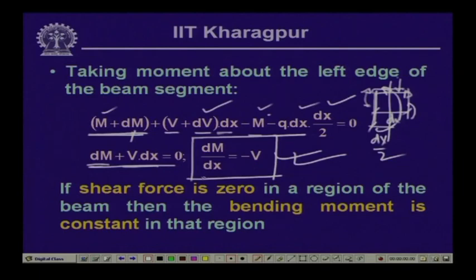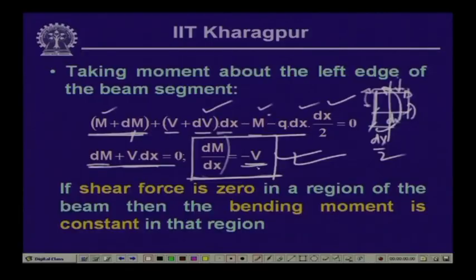Now, this expression tells us that the rate of change of the moment is equal to the negative of the shear force along the length of the beam. That means, along the length of the beam, when it is subjected to uniformly distributed load, if we take any cross section, the rate of change of the moment will be the negative of the shear force. So, this is important information which will be useful as we go along in the subsequent lessons.